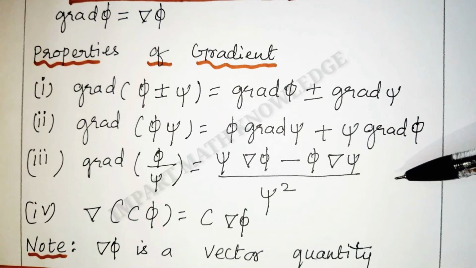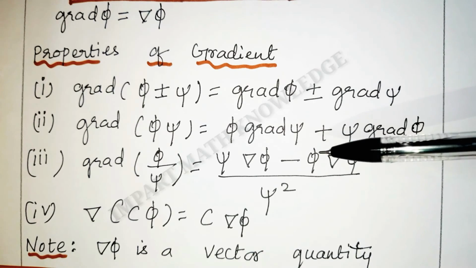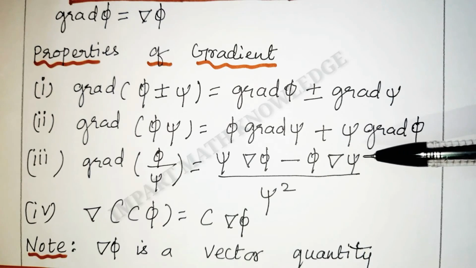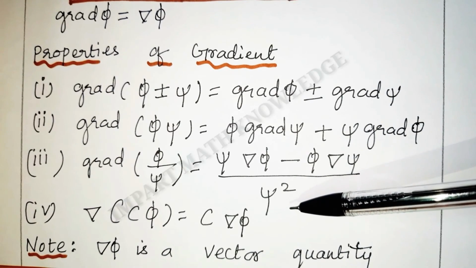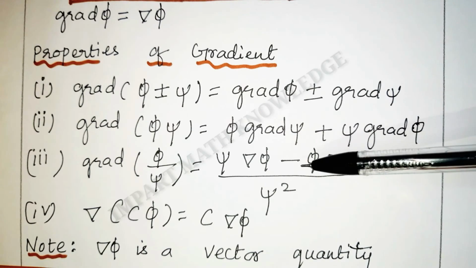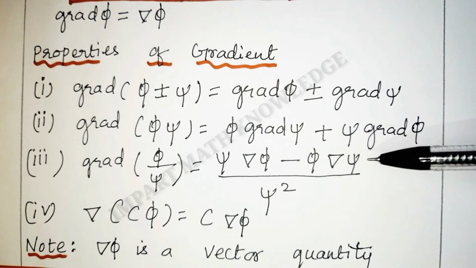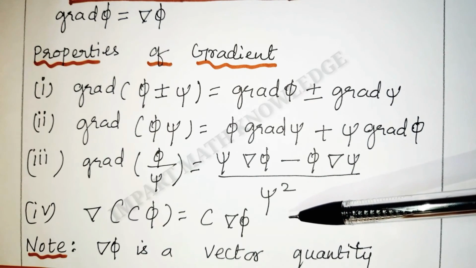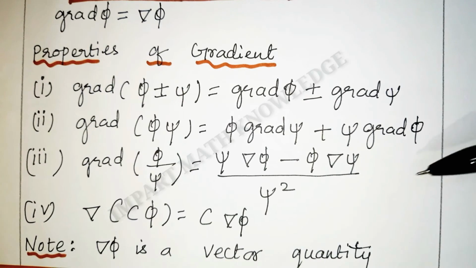Third property, grad phi divided by psi is equal to psi into del phi minus phi into del psi divided by psi square. Denominator into derivative of the numerator minus numerator into derivative of the denominator divided by denominator square. Division rule is applied here. Fourth property, del into c phi is equal to c into del phi. C is a constant. Del phi is a vector quantity.